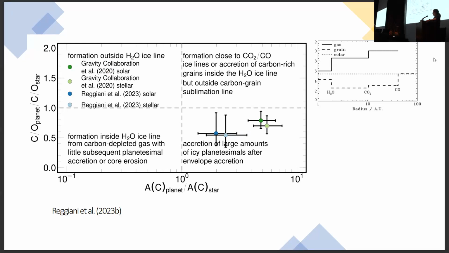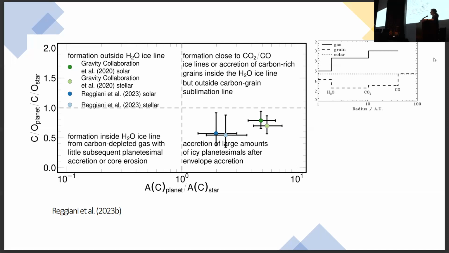Now, what I want to say about this is very important, because we didn't expect the results of the GRAVITY collaboration and ours to agree at all, because they're based on different data analysis and different assumptions for both the planet composition and the stellar composition. So this is actually very strong evidence that we have for where and how this particular planet was formed.